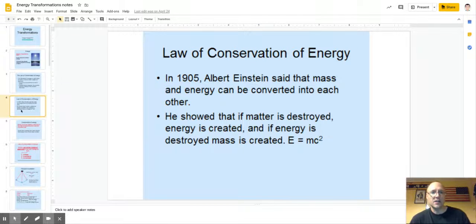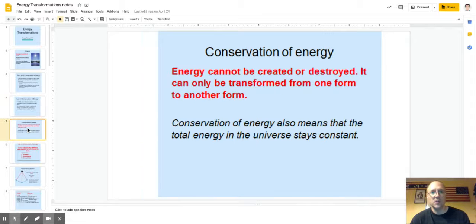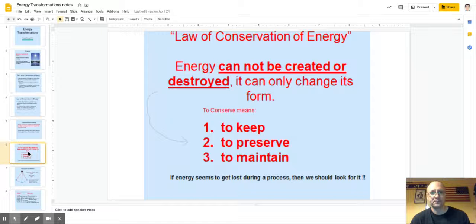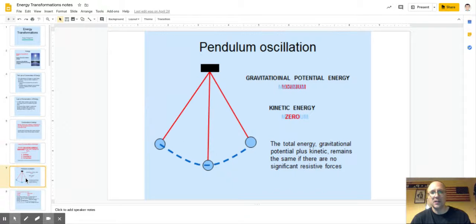And Albert Einstein came up with E equals mc squared, which showed that if we destroy matter, energy is created, and the relationship between that. That's just some good information to know. We talked about the law of conservation of energy. Conservation means that it stays constant. We're going to preserve it, we're going to maintain it.